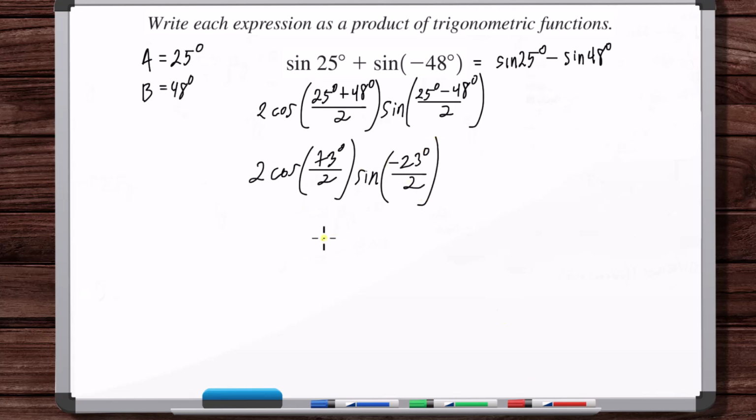And then, okay, sine's an odd function, so let's do minus 2. We'll put the sign first. So 23 divided by 2 is 11.5. Maybe we shouldn't put the decimal. I'm not going to put the decimal, because then, to me, that means it's not exact. So 23 divided by 2, and then cosine of 73 divided by 2. There we go.